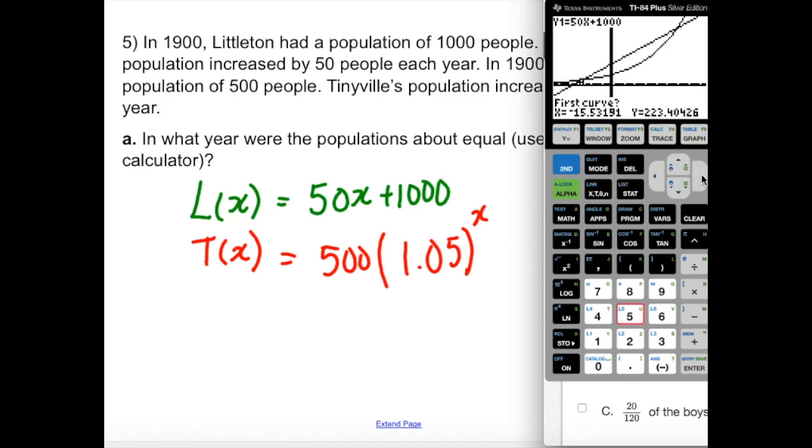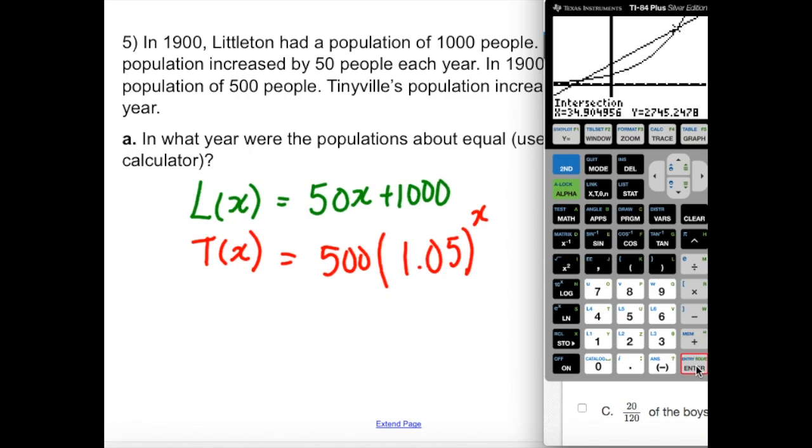So we're going to go back, second trace, or second calc, and then I'm going to move with my arrows close to that intersection in the first quadrant. Then I'm going to press enter for the first curve, second curve, enter, and then enter again to guess, and that's my intersection. It says x is about 34.9, so I'm going to round it to 35.